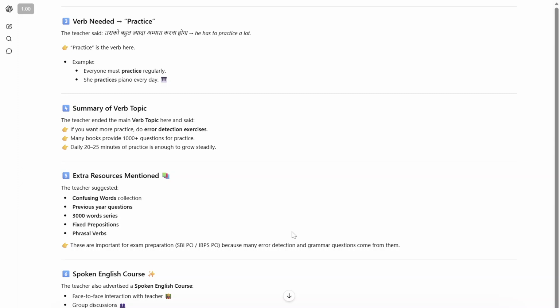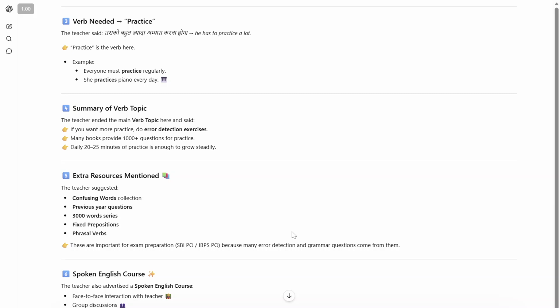Example, everyone must practice regularly. She practices piano every day. Summary of verb topic. The teacher ended the main verb topic here and said, if you want more practice, do error detection exercises. Many books provide 1,000 plus questions for practice. Daily 20 to 25 minutes of practice is enough to grow steadily.